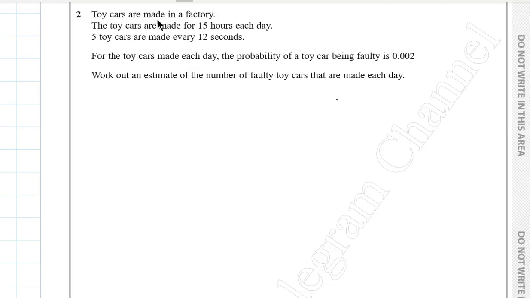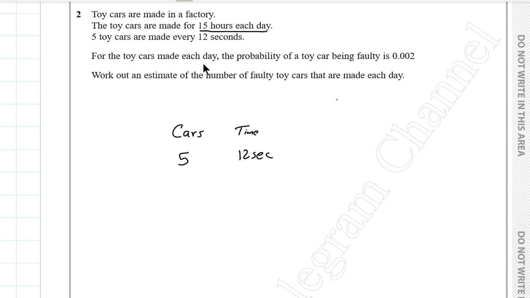Question 2. Toy cars are made in a factory. The toy cars are made for 15 hours each day. 5 toy cars are made every 12 seconds. So for each 12 seconds, we have 5 toy cars. So if we put the cars here, 5, and the corresponding time is 12 seconds, right? We can say that this is the rate of production or production rate.